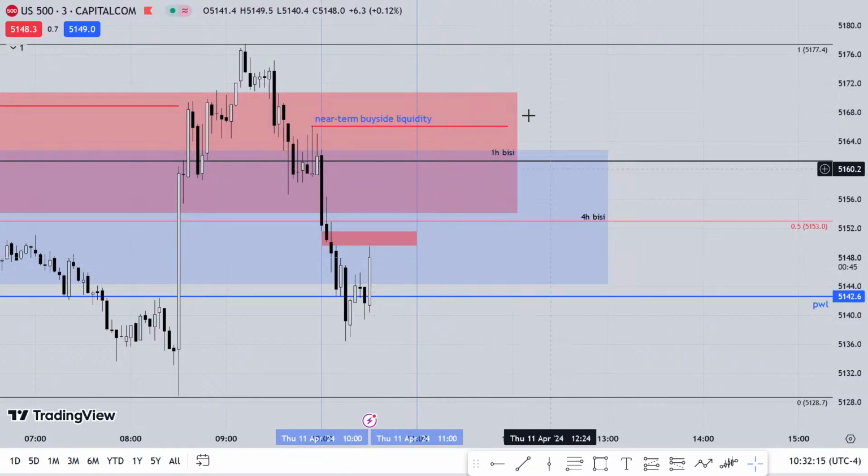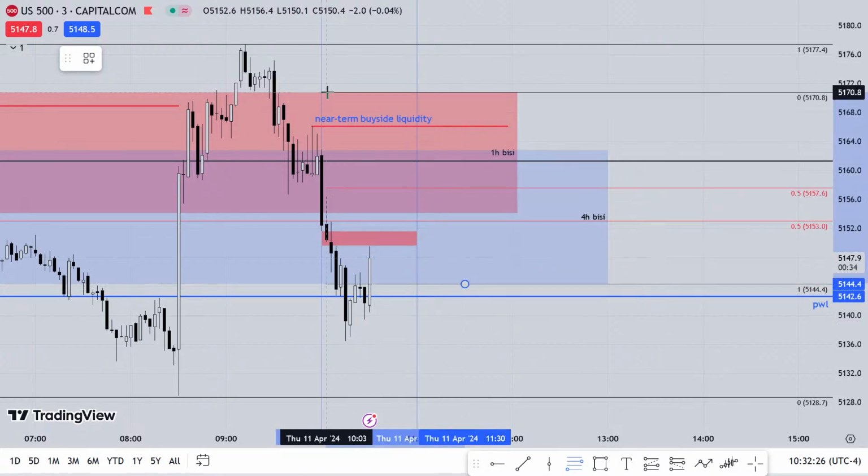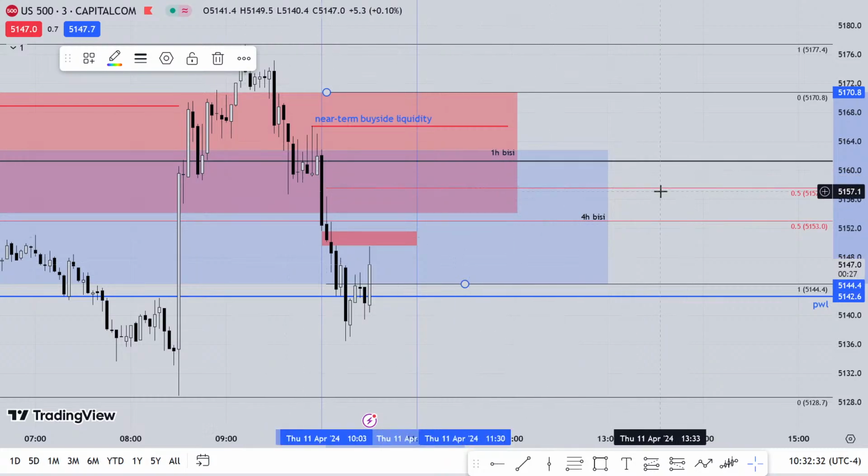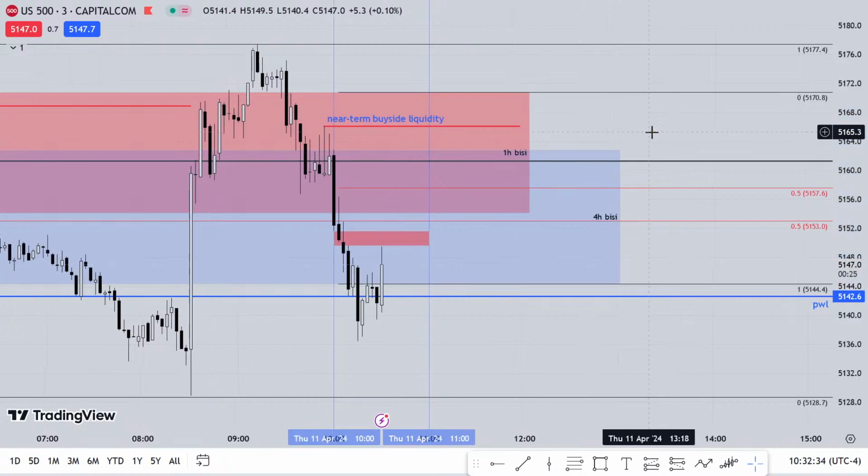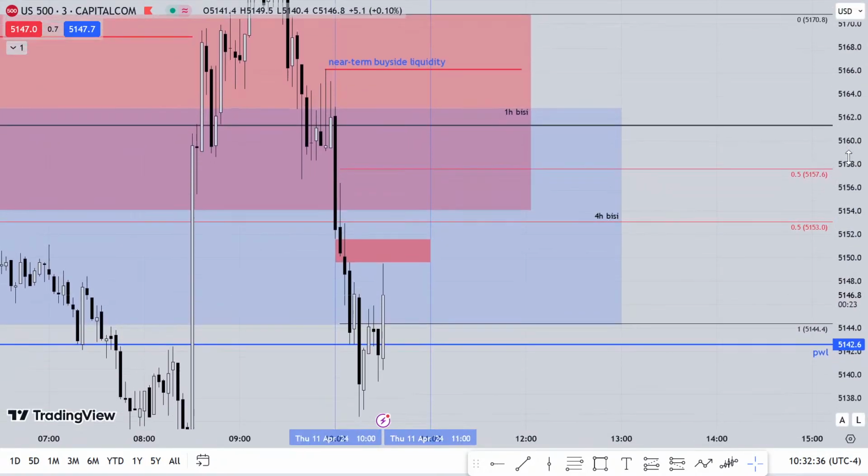Because we are currently playing inside of this BC, the 1 hour and the 4 hour BC. So if you want to look for the range in it, this is the range. So we should at least trade up into the midpoint of these pieces, and the midpoint is 5.